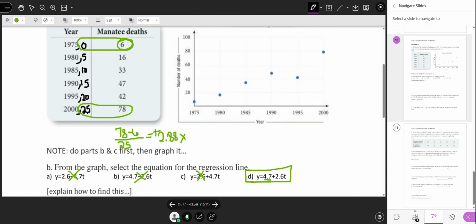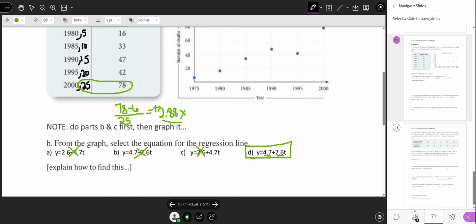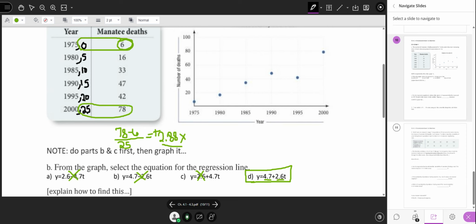4.7 is real close to 6. 2.6 is real close to 2.88. And what they did was they used every single point here to come up with this equation. They didn't use some of the points, they used all of them.